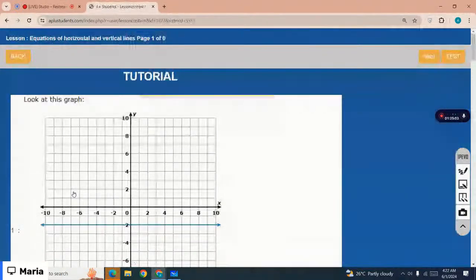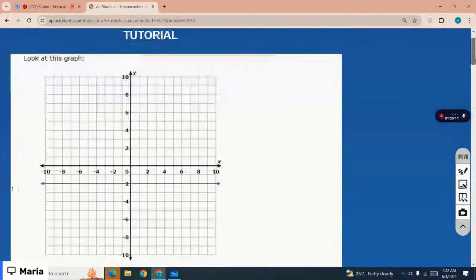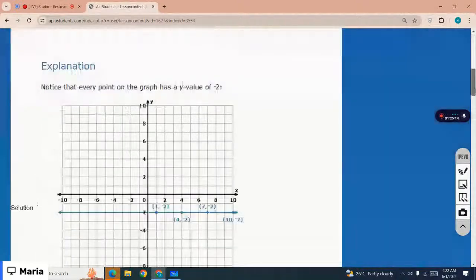Okay, look at this graph. The line that is parallel to the x-axis is the horizontal line, right? So the line is the horizontal line. You have to write down the equation of this line. So you have to see, because that is a straight line, on every point, the y value is the same.